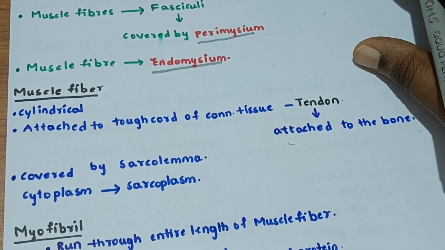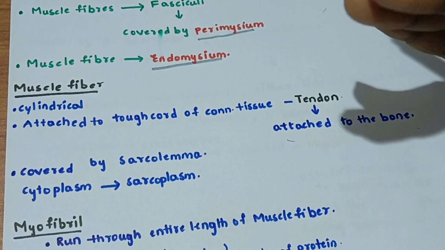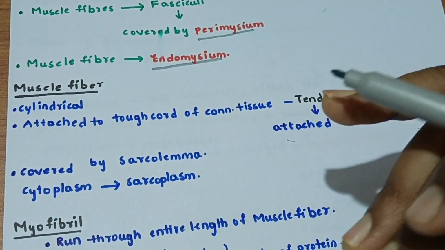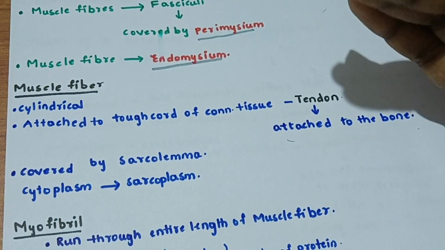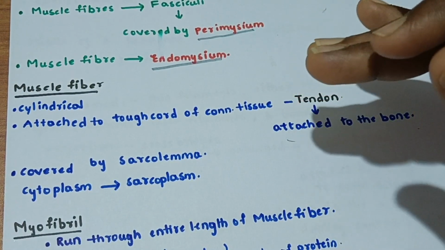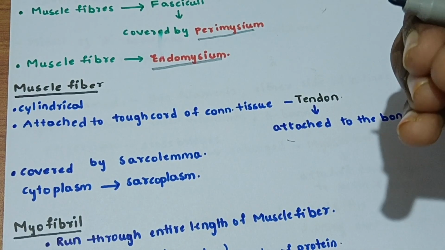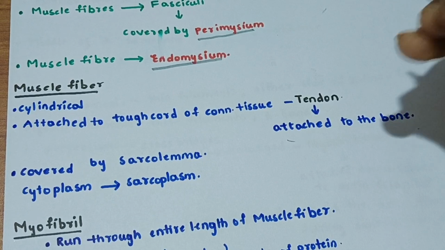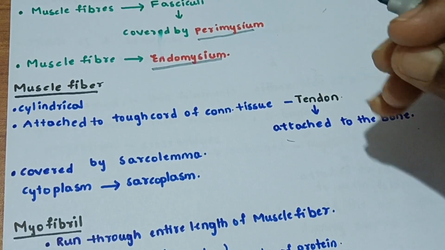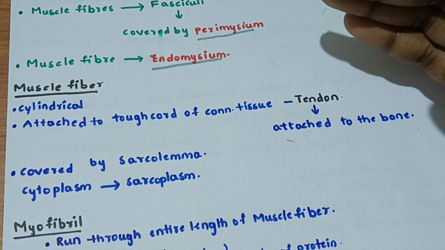Now, it is covered by sarcolemma, which lines the endomysium. As I said, the muscle fiber is covered by endomysium, and above that it is covered by sarcolemma. The membrane of the muscle fiber is sarcolemma, and the cytoplasm of the muscle fiber is sarcoplasm. Sarcolemma for the membrane, sarcoplasm for the cytoplasm.